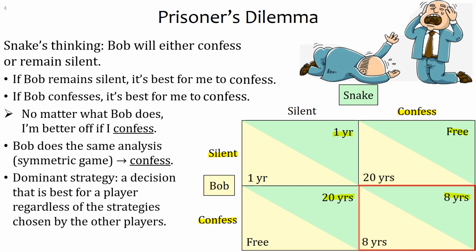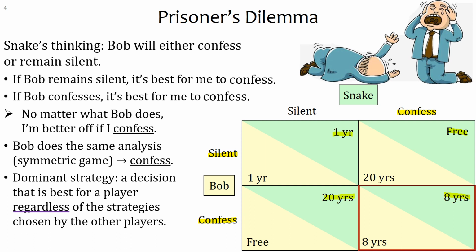And basically this is called a dominant strategy. Dominant strategy is one of those terms. It means a decision that is best for a player regardless of the strategies chosen by the other players, right? So either way, this is what we're going to do. And this word regardless is kind of important here. Regardless means that you don't need to know what the other guy is going to do.